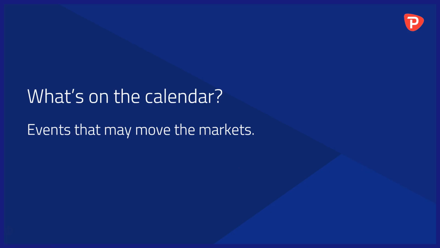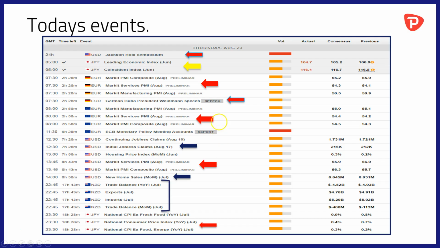Okay, it puts on the calendar events that may move the markets. A fairly busy calendar today, and the first thing to point out to you is that we have the start of the Jackson Hole Symposium in Wyoming, USA, a gathering of central bankers, leading businessmen and politicians. We've already had leading economic and coincident index data out of Japan, somewhat disappointing, but as we'll see, those figures have been balanced out, shall we say, by some better than expected PMI numbers.